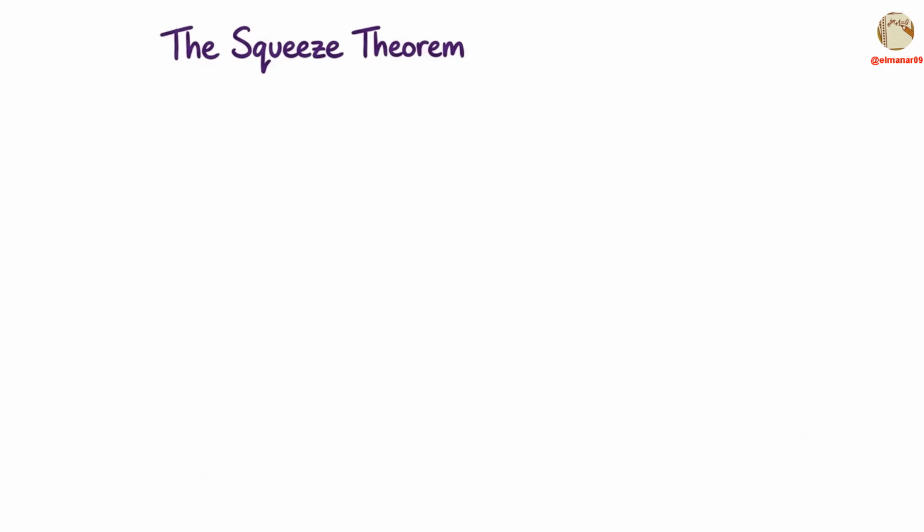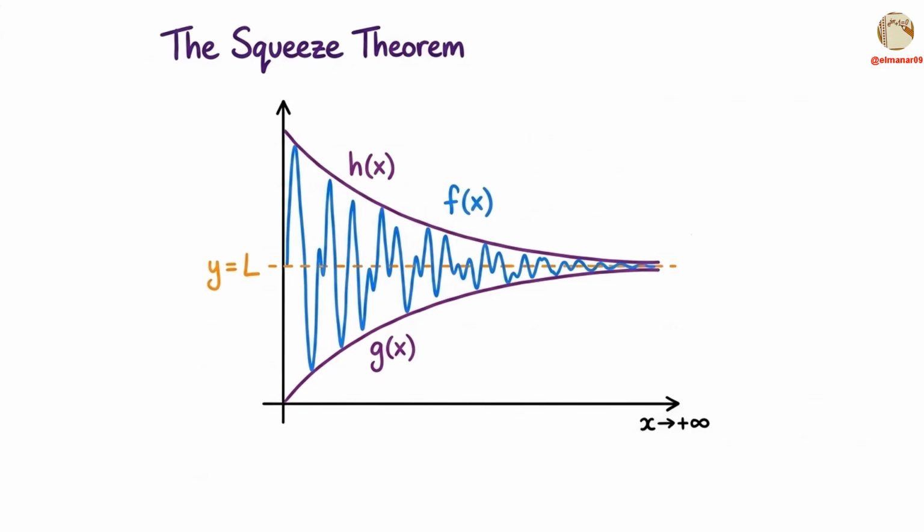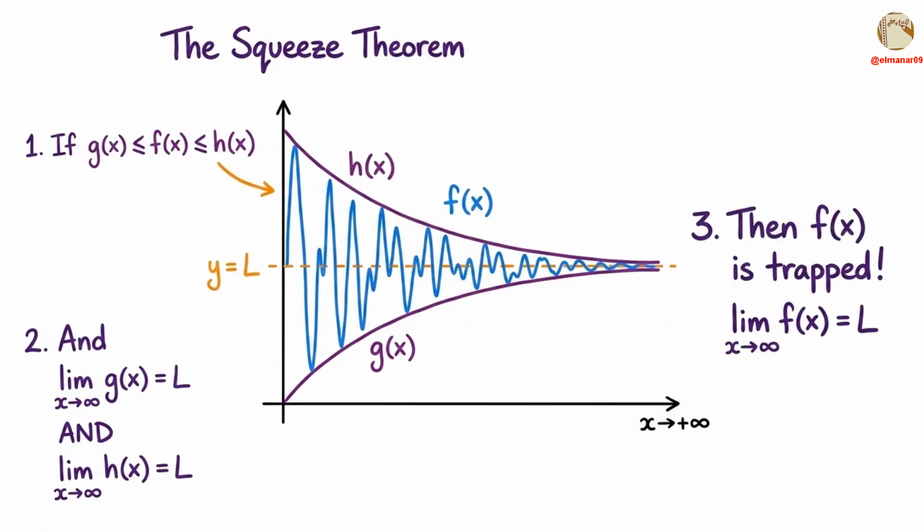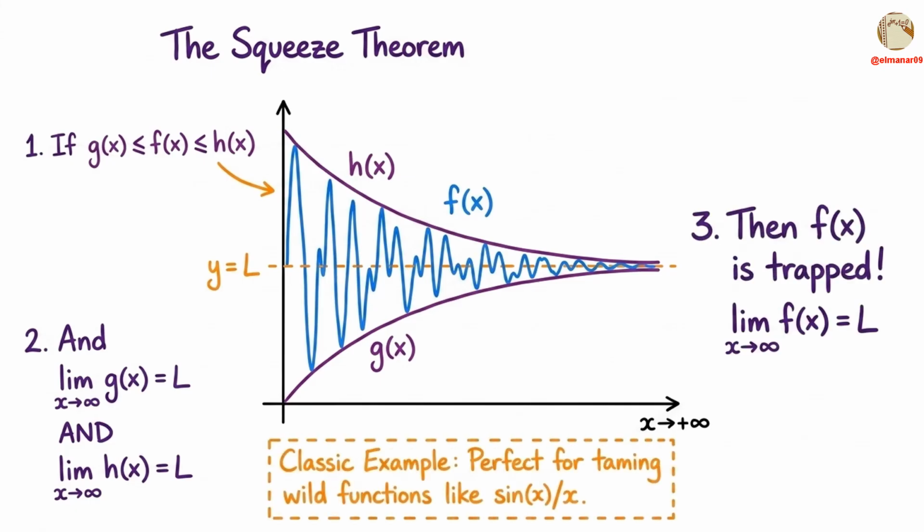Meet one of the coolest tools in calculus, the Squeeze Theorem, also known as the sandwich. Imagine a wild function f of x that is oscillating like crazy. If you can trap it between 2 well-behaved functions, g of x and h of x, that are both heading toward the same value L, then f of x has no choice but to be squeezed toward that same target. It's a brilliant way to tame functions like sine of x over x that look messy but actually have very predictable behavior as they head toward infinity.